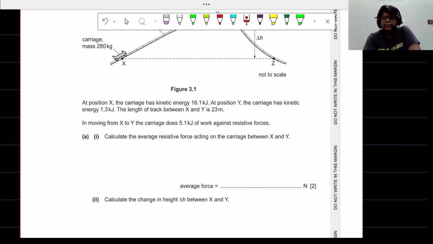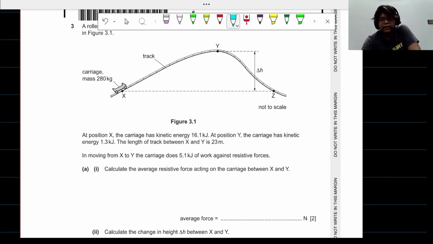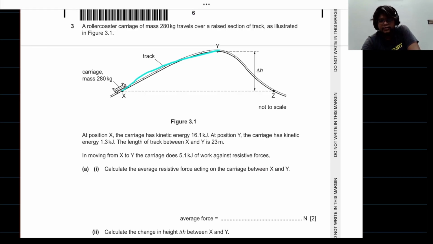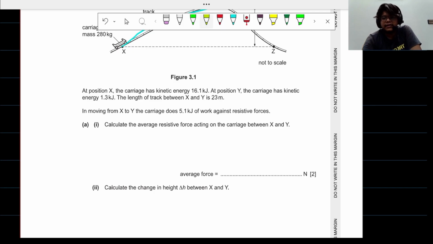The length of track between x and y is 23 meters. So we have the length between x and y, which is this part right here. And then it says in moving from x to y, the carriage does 5.1 kilojoules of work against the average resistive force. Calculate the resistive force. So that is very easy.